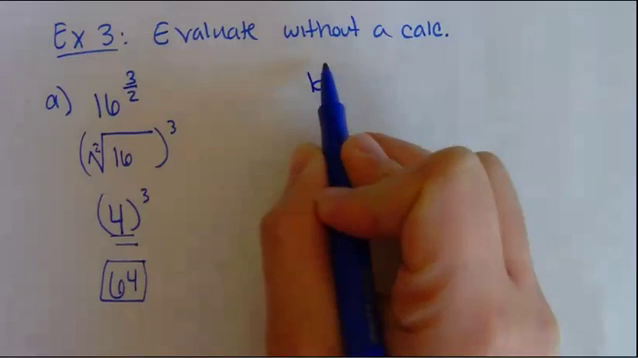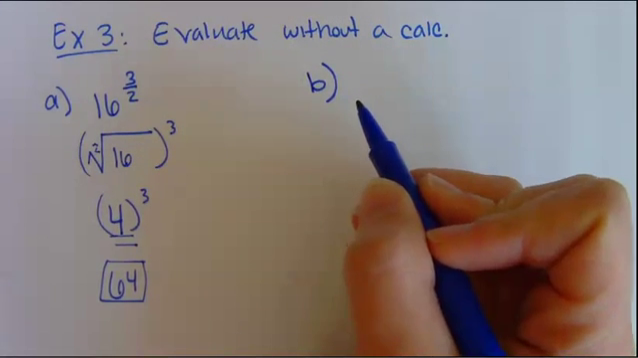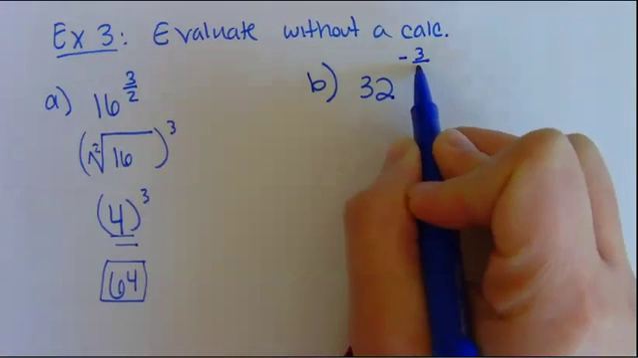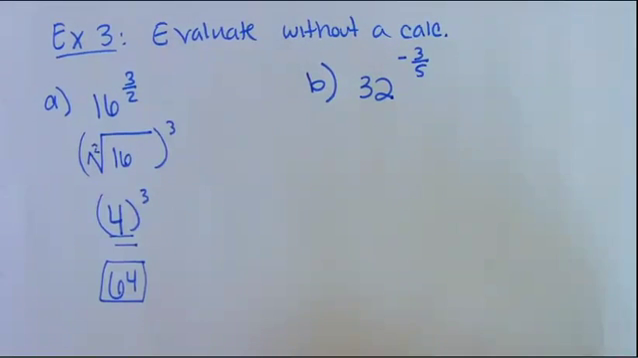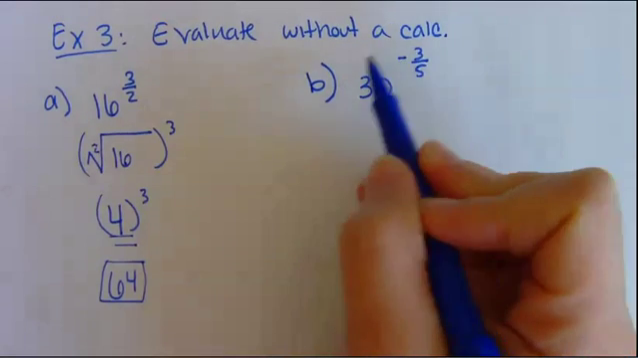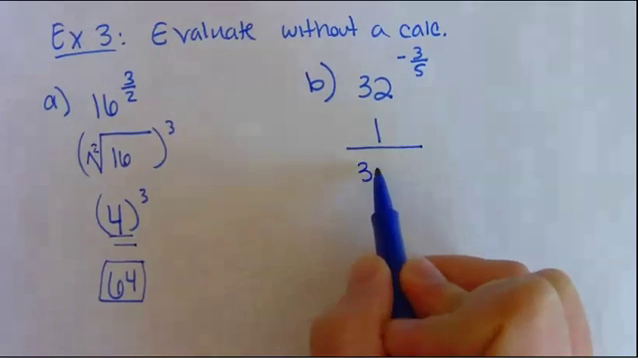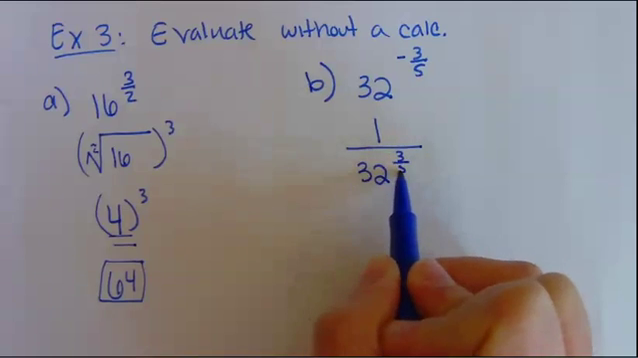Okay, so looking at example B now, I have 32 to the negative 3/5 power. So the first thing I want to do is take care of that negative exponent, so I'm going to move all of this into the denominator. So I'm going to have 1 over 32 to the 3/5 power.